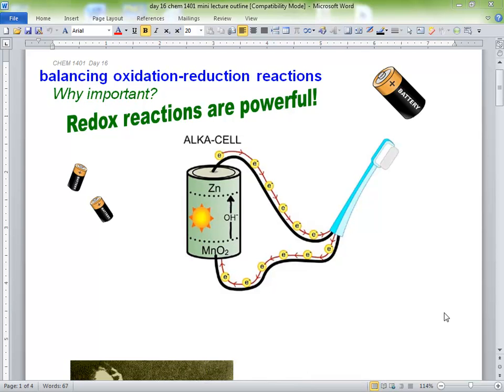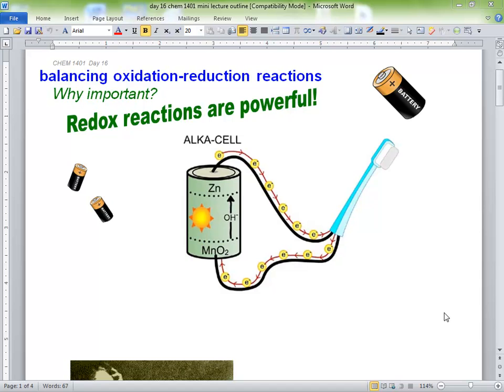Balancing redox, or reduction-oxidation, reactions. Remember, these reactions involve transferring electrons from one reactant to another. So why not harness that transfer of electrons? You make it do some useful work, right? Operate your toothbrush or something, right? That's exactly what a battery does.